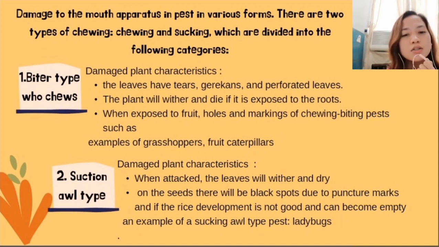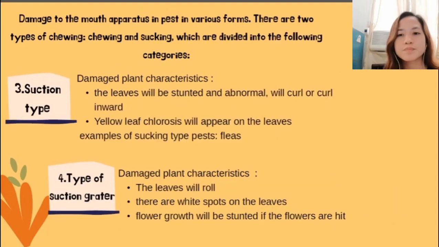The second is the sucking oil type. Damage plant characteristics: when attacked, the leaves will wither and dry. On the seeds, there will be black spots due to puncture marks, and if the rice development is not good, it can become empty. An example of a sucking oil type pest is a ladybug.